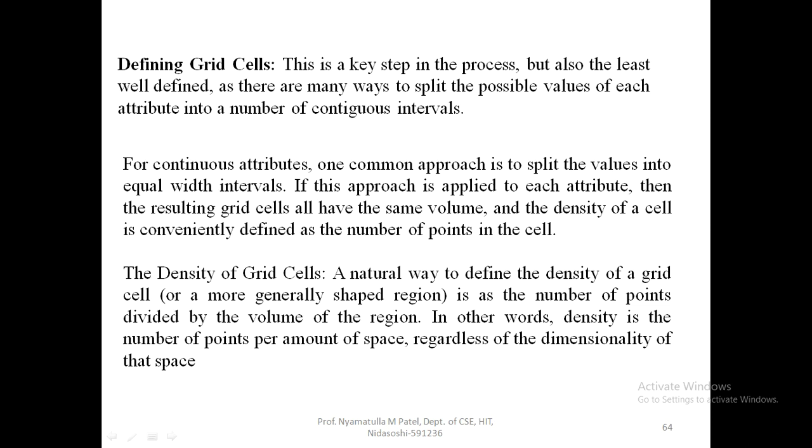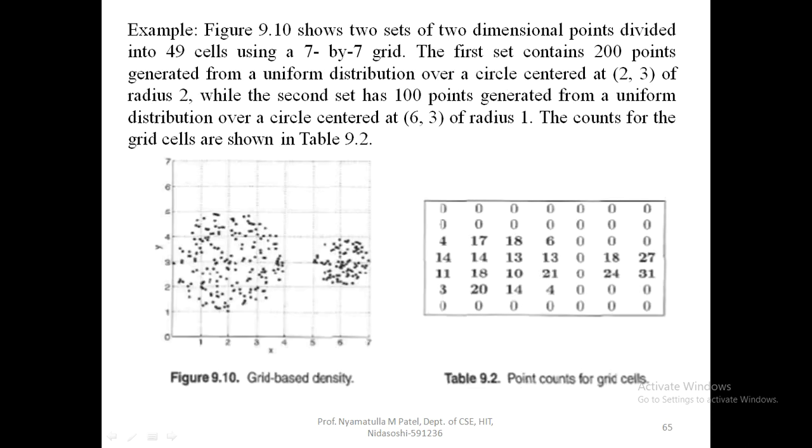How do you define the density of the grid cell? It is nothing but the number of points present in that cell divided by the volume of that particular area or region. In other words, density is the number of points per amount of space. What is the density of a cluster or of the grid cell? It is the number of points per amount of space, regardless of the dimensionality of the space. We are not going to consider the dimension of the space. We are just interested in how many points are present per amount of space.